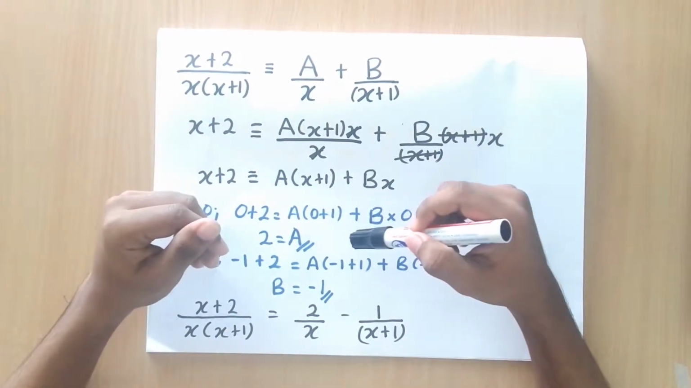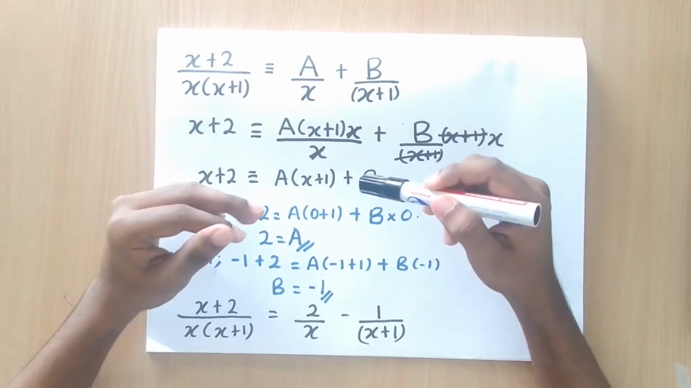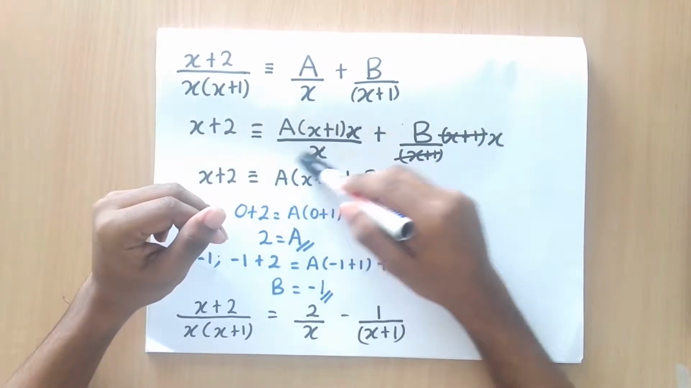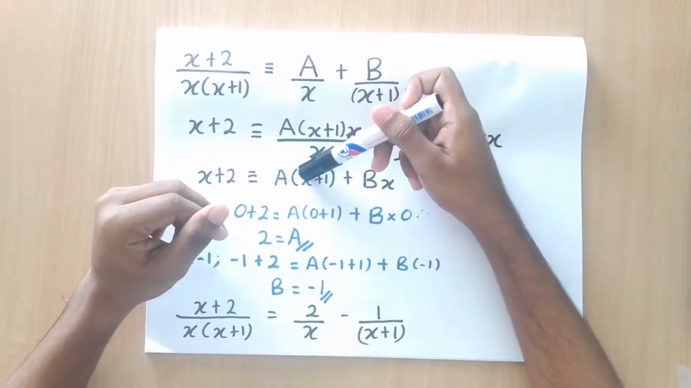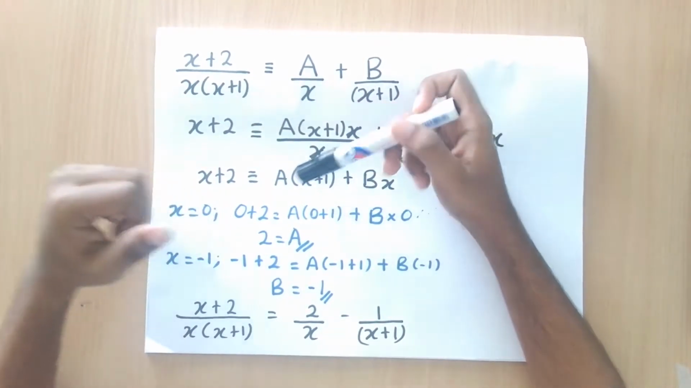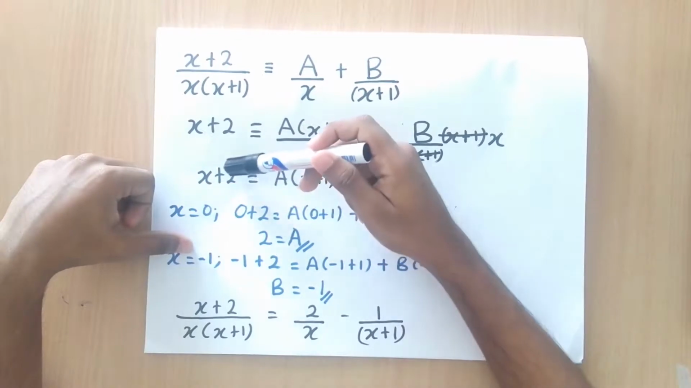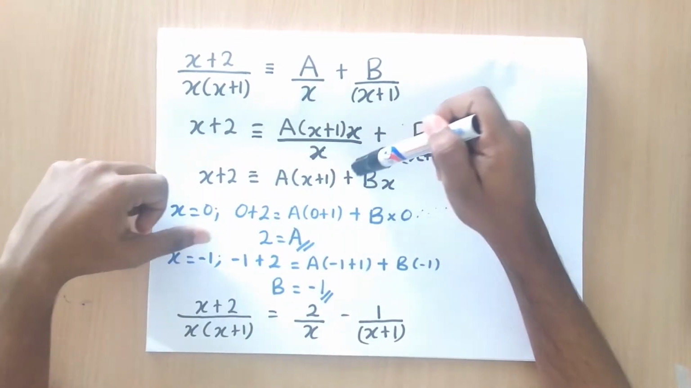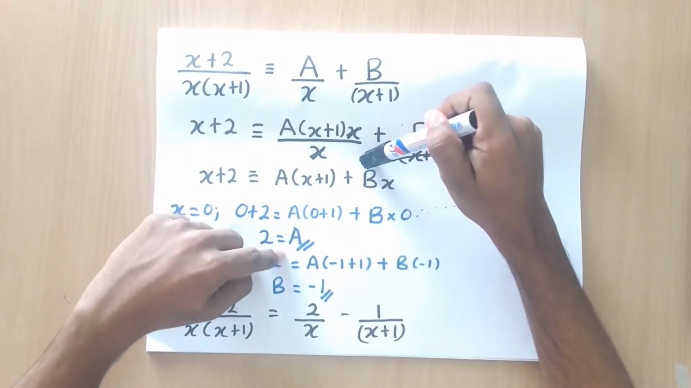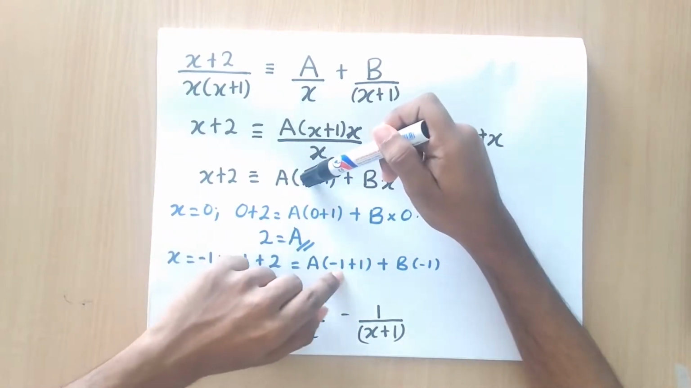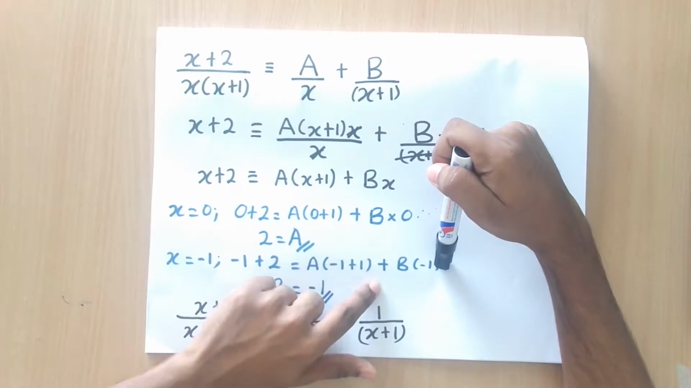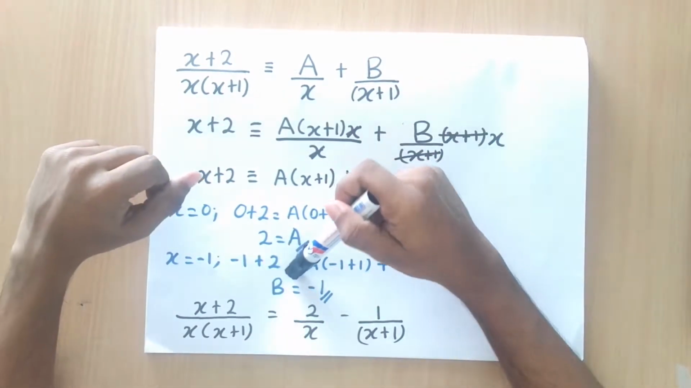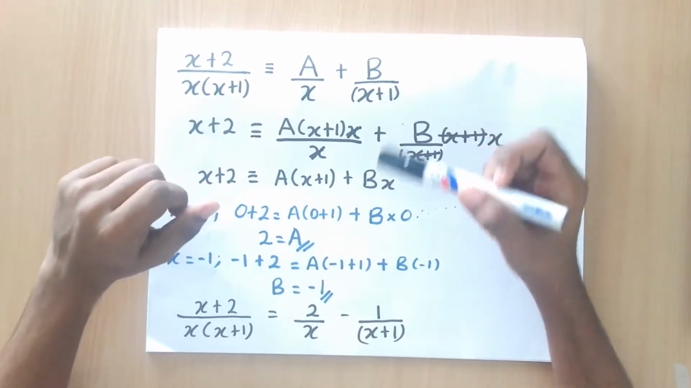Now that we have found a, we can find b by making this term go to 0. For this to become 0, x should be equal to minus 1. So if we substitute x equals minus 1 in this equation, we get minus 1 plus 2 equals a into minus 1 plus 1, that is 0, plus b into minus 1. So finally we get b equals minus 1.